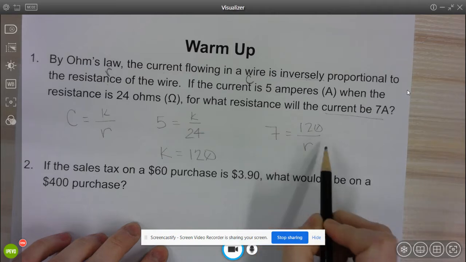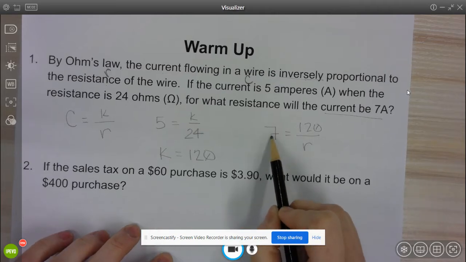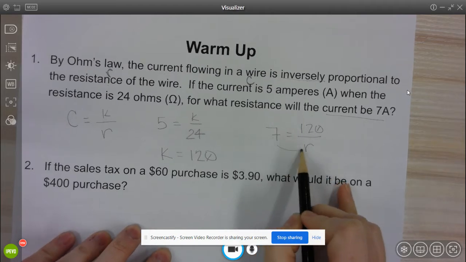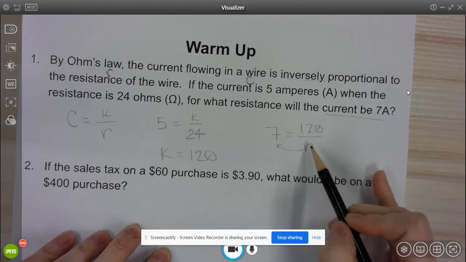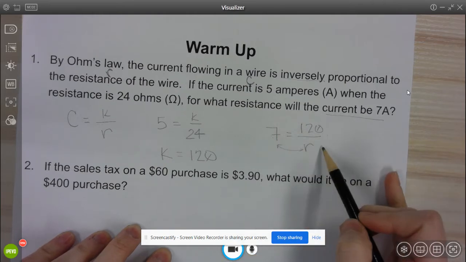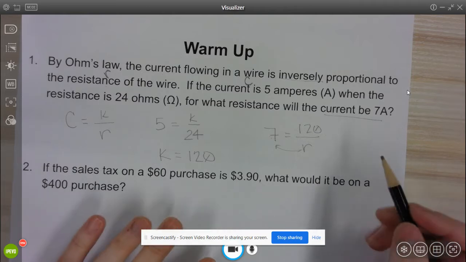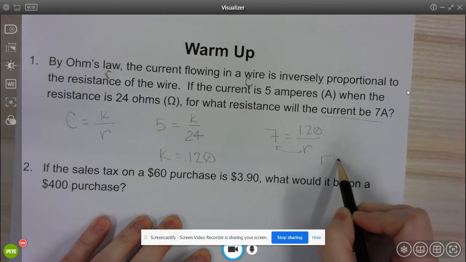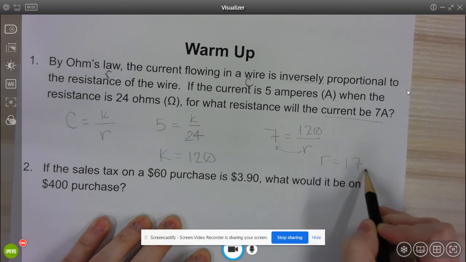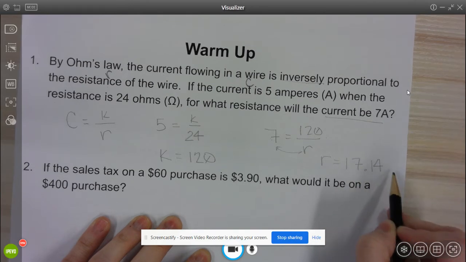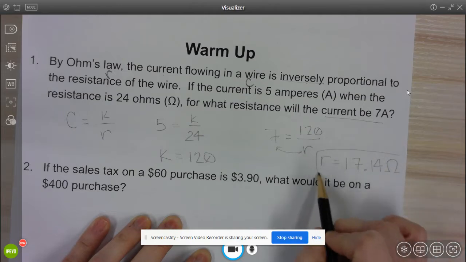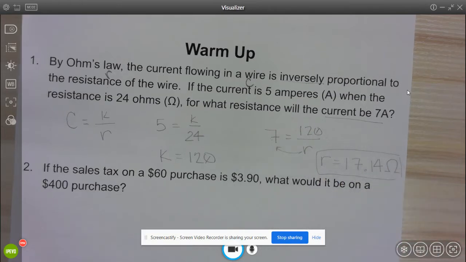Remember, if something is in the denominator and it's set equal to a constant, I can swap these because I would be multiplying by R and then dividing by 7. So really I'm doing 120 divided by 7. So the resistance would be 17.14 ohms, and I'm just going to draw the symbol because I'm not trying to squeeze words in there.